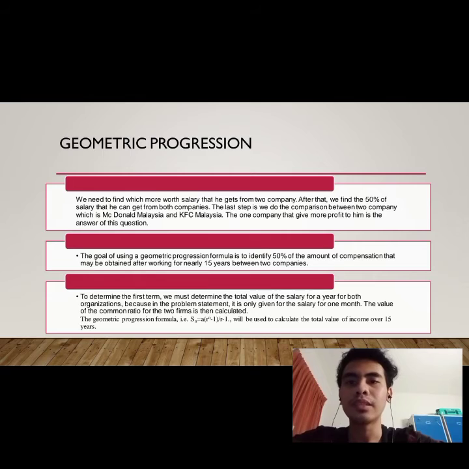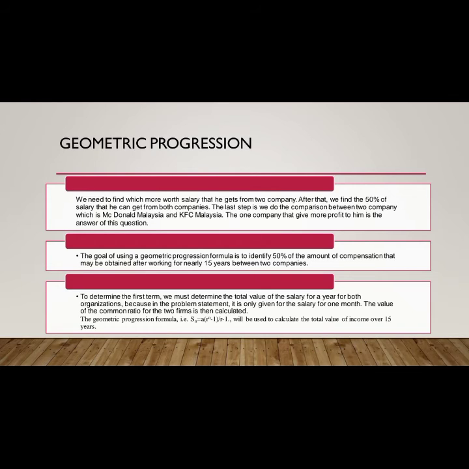To determine the first term, we must determine the total value of the salary for a year for both organizations, because the problem statement only gives the salary for one month. The value of the common ratio for the two firms is.